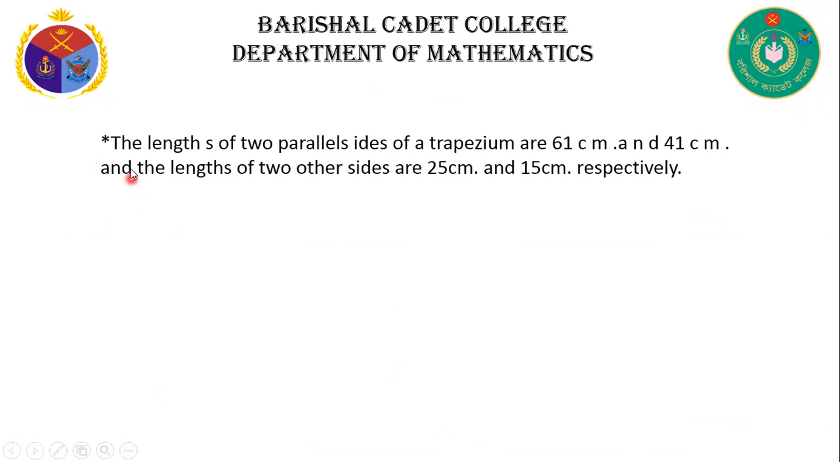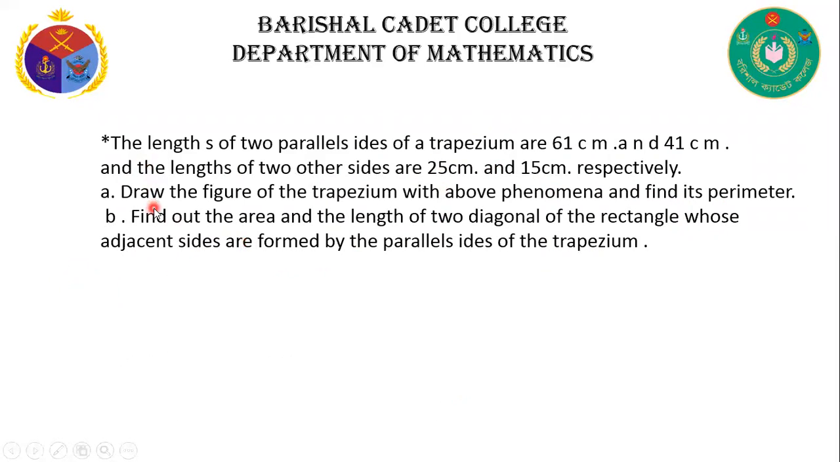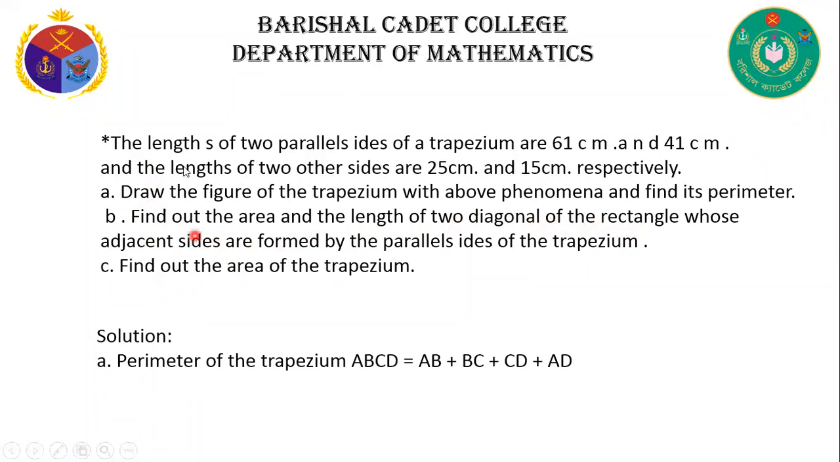Now another question. The lengths of two parallel sides of a trapezium are 61 centimeter and 41 centimeter, and the lengths of the other two sides are 25 centimeter and 15 centimeter respectively. Then draw the figure of the trapezium with the above information and find its perimeter. Question B, find the length of the two diagonals of the rectangle whose adjacent sides are formed by the parallel sides of the trapezium. Question C, find out the area of the trapezium. Now solution.